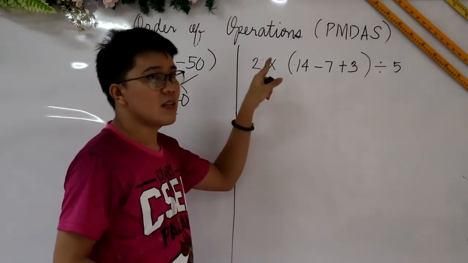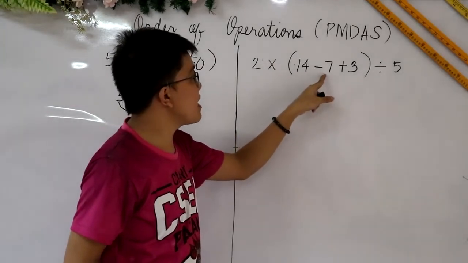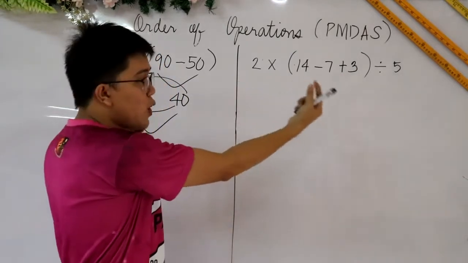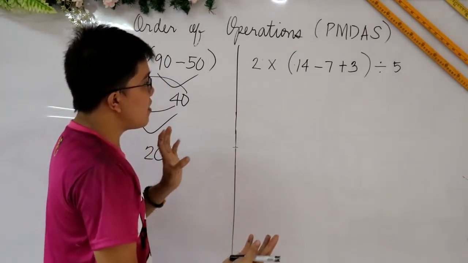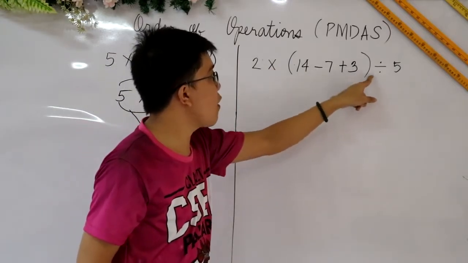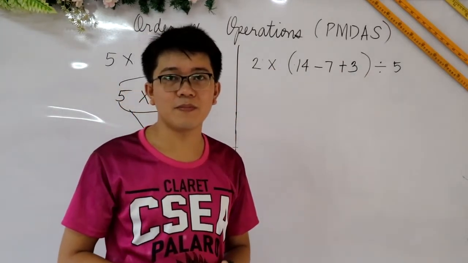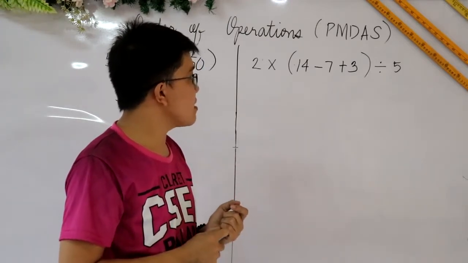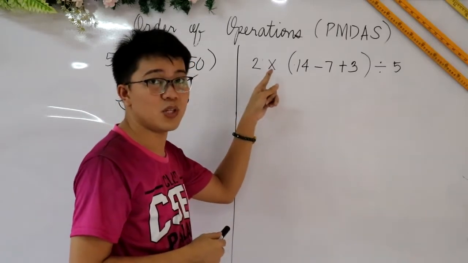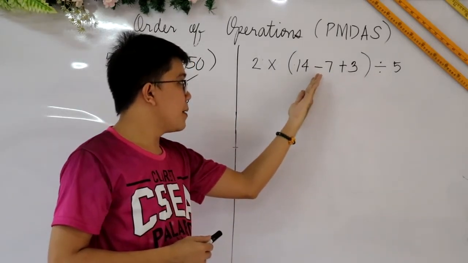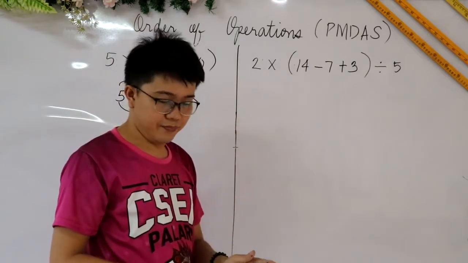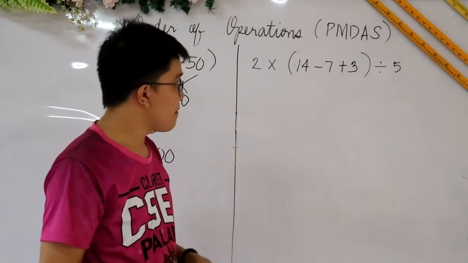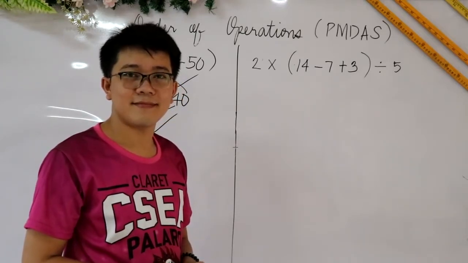2 times 14 minus 7 plus 3 divided by 5. In this expression, there are 1, 2, 3, 4, 5 different operations involved. Alright? So what do you think is the first thing to do here? Are we going to multiply, divide, subtract, or add? What do you think? Very good.